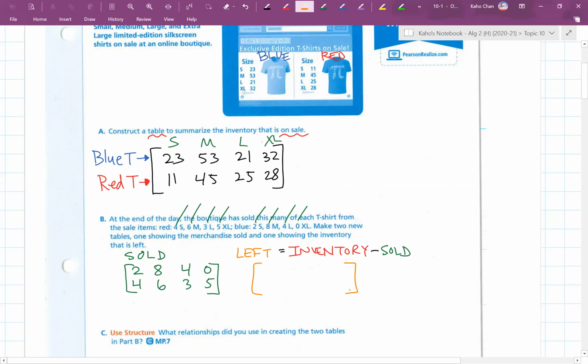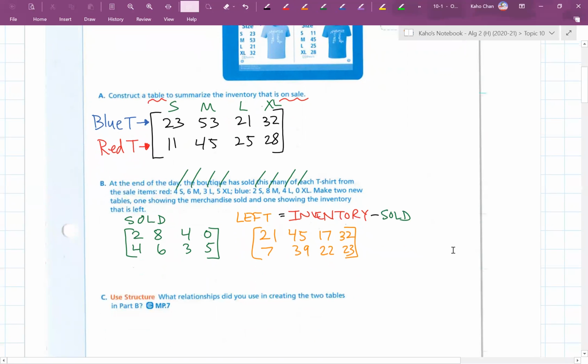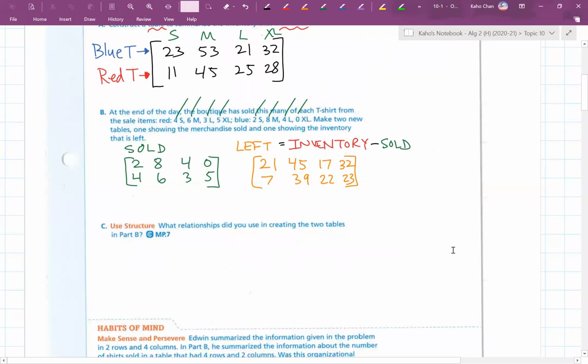So I'll be doing 23 minus 2 in the first row, first column, and writing the numbers down right here. Let's double check that. Yeah, minus 2, minus 8, minus 4, minus 0 from the first row in the for sale matrix up there. Great. Second row, here are the numbers. Perfect. Very good. Give you a moment to jot that down.